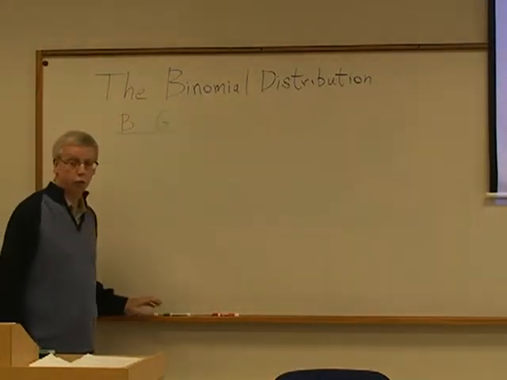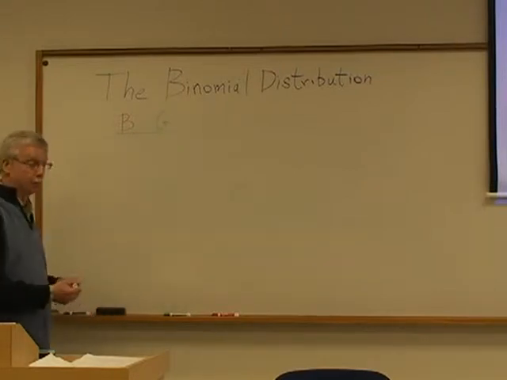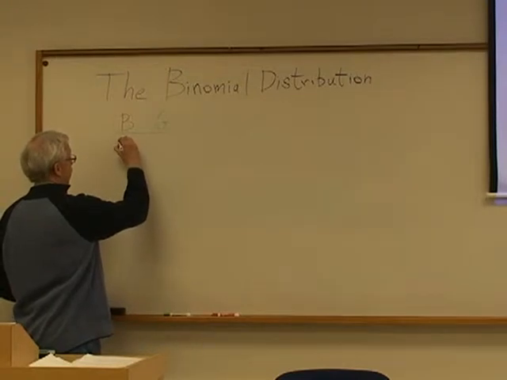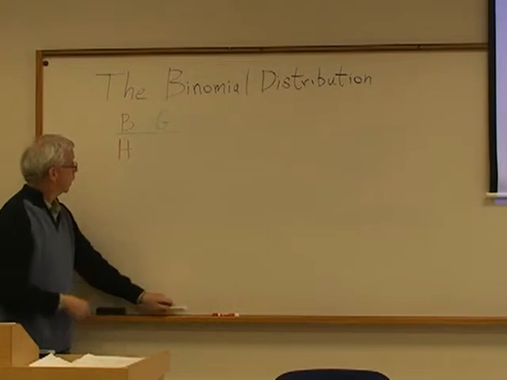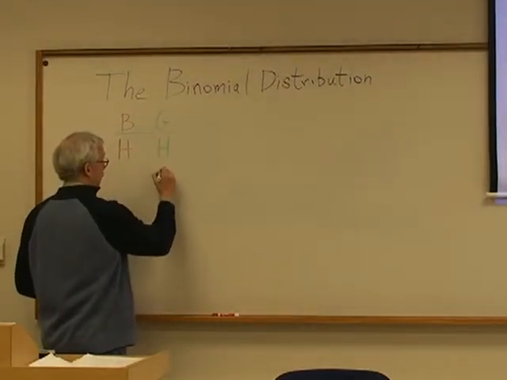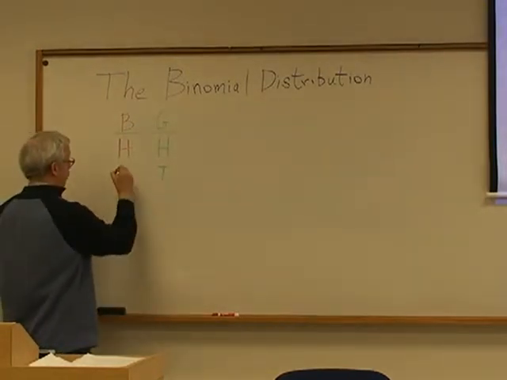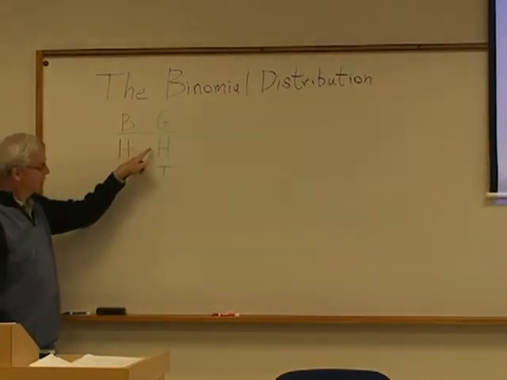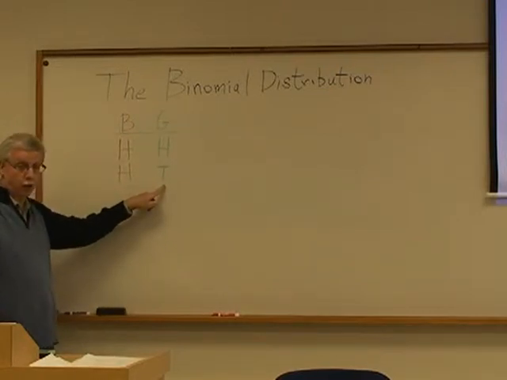So suppose I have two coins, a brown coin and a green coin, so I can tell them apart. And I flip the brown coin and it comes up heads. Well, what might happen when I flip the green coin? It might come up heads, or it might come up tails, while the brown coin is still heads. So these are two different results, right? Heads on brown, then heads on green. This is heads on brown followed by tails on green.